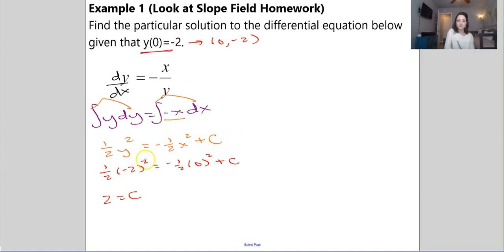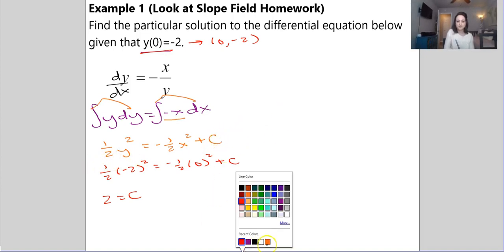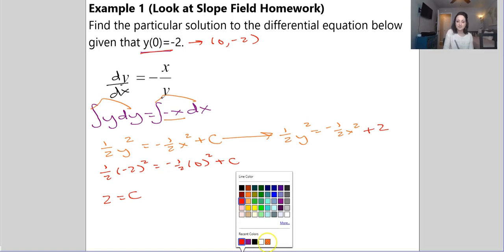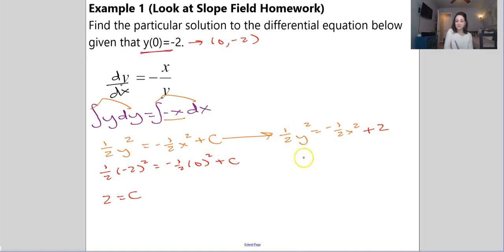Okay, so once you've got your c, you're going to come back to the first time you put your plus c, which was right here. So I'm going to come back and rewrite this: 1/2 y squared equals negative 1/2 x squared plus 2. And now we solve for y. So let's first get rid of this 1/2 by multiplying everything by 2. So that's going to give me y squared. When I multiply this by 2, I get negative x squared. When I multiply this by 2, I get 4. And then I just need to get rid of the square, so I need to square root. Don't forget your plus or minus.